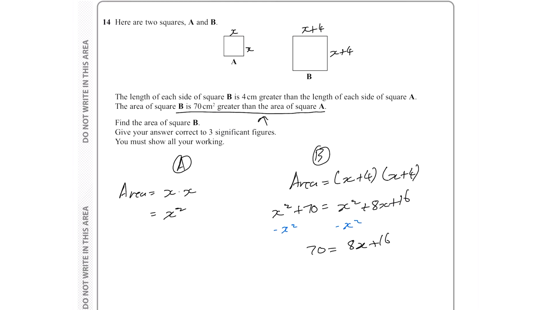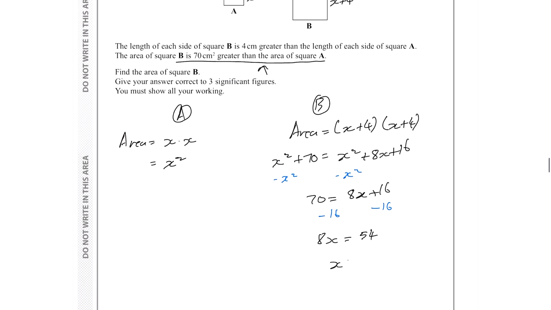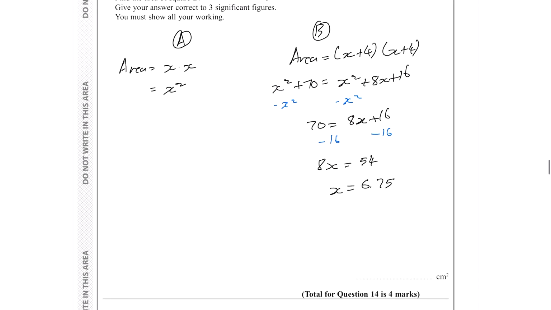I can take away 16 from each side, and that leaves me with 8x is equal to 54. And then type that into your calculator and you get x is equal to 6.75. And now the question's asking for the area of square B. So the area of square B, we can just use that equation up there. So that's going to be x plus 4, 6.75 plus 4, and that all squared. And that gives us 116 to 3 significant figures.